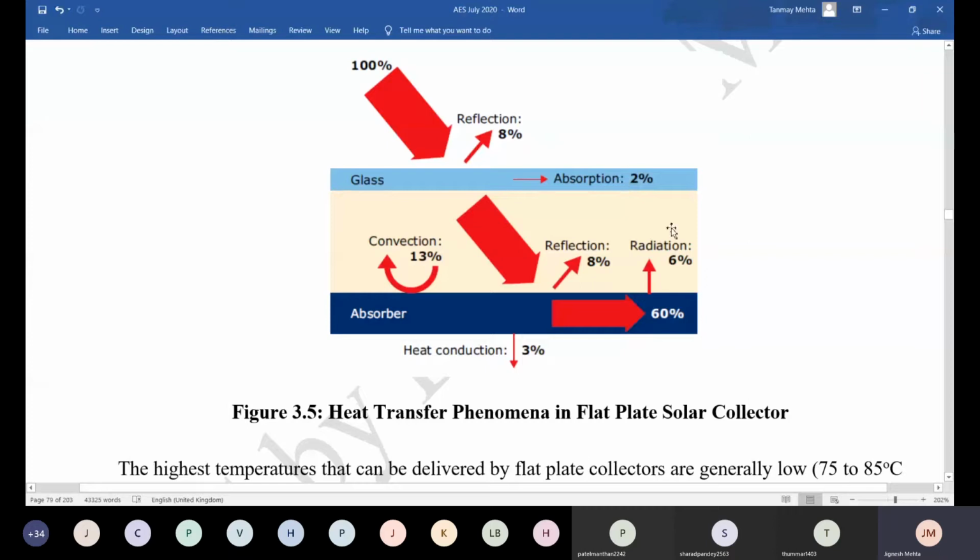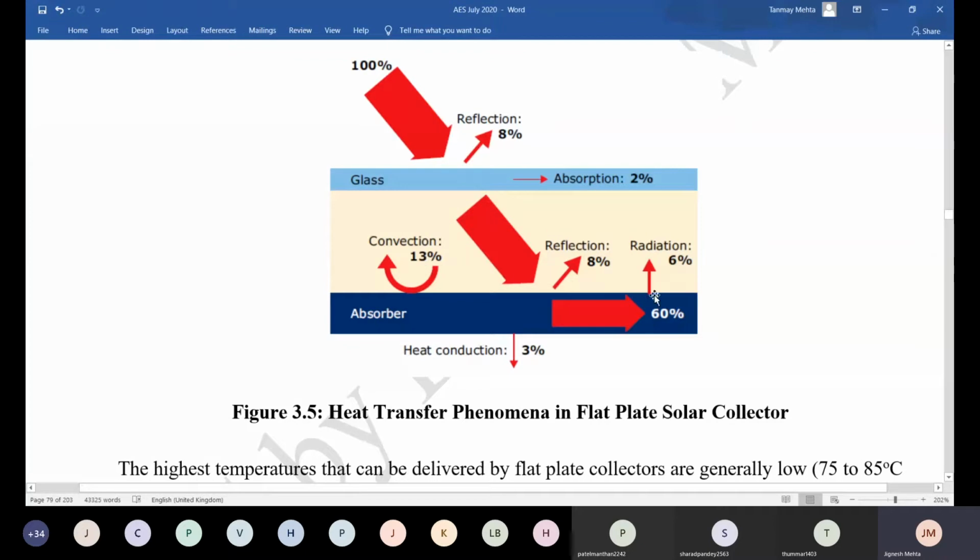So what happens is, if glass is not there, then in the case of convection, what will happen? You don't have natural convection and conduction. These are actually, in a way, resistances, so those won't be there. The air will come in direct contact with the absorber plate and take away heat. So this 13% would increase to a much larger percentage. Okay, so this is one of the reasons why you are putting glass.